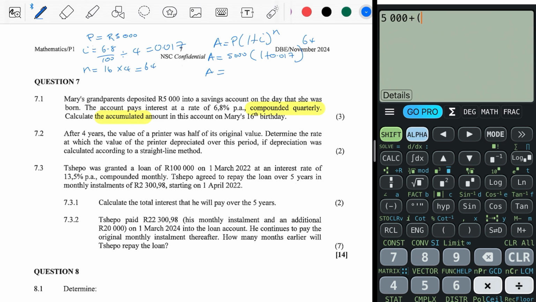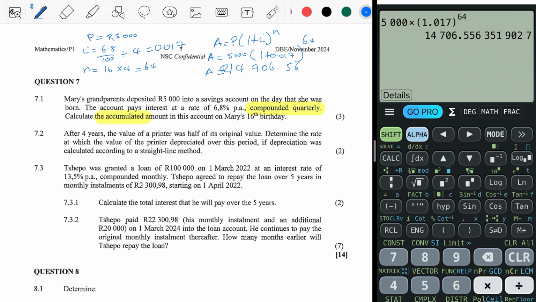So it's 5,000 times 1.017 to the power 64. No, it's times here, it's not plus, times. So your answer is 14,076 rand 56 cents.